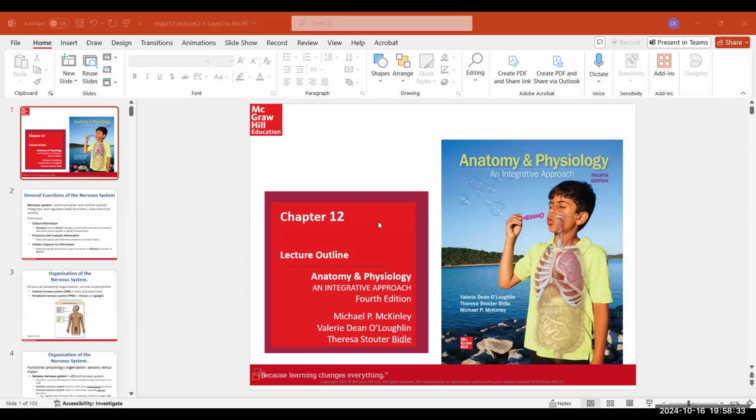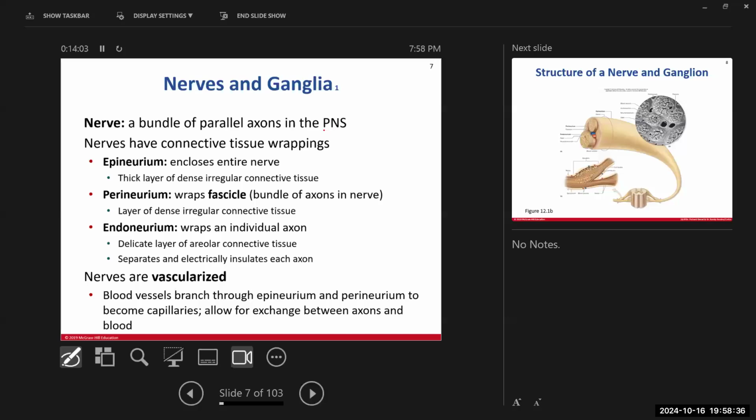Make sure that you know that it has to be in the peripheral nervous system, because I can change three letters in that definition and it changes how we name a structure. If I were to say a bundle of parallel axons in the central nervous system, we call that something completely different. We call that a tract, T-R-A-C-T. We'll learn this later on. But for now, understand that a nerve is a bundle of parallel axons in the peripheral nervous system, outside the brain, outside the spinal cord.